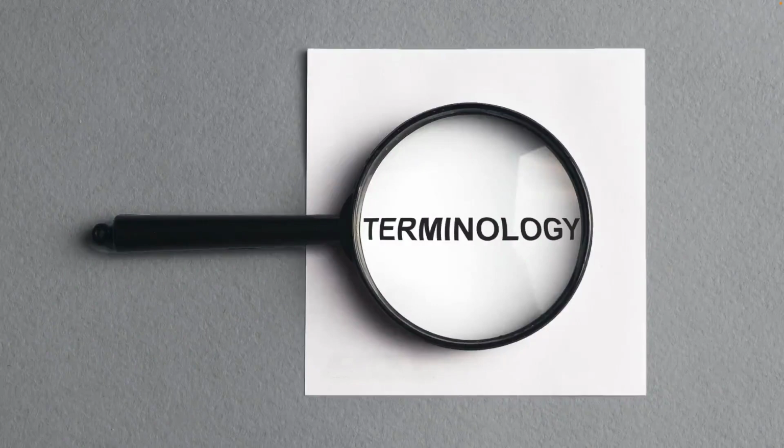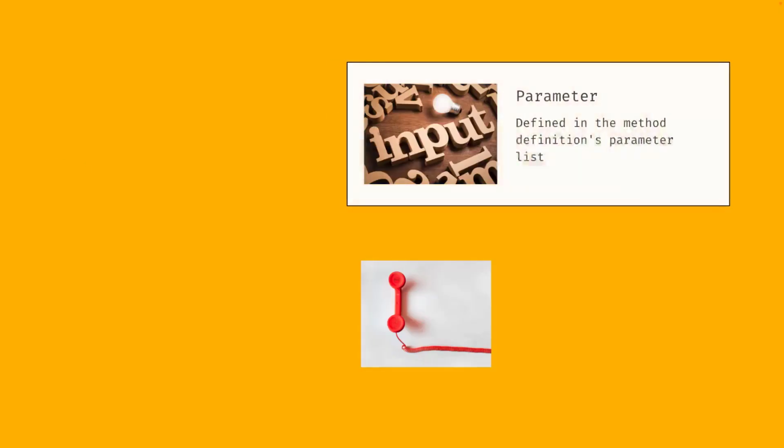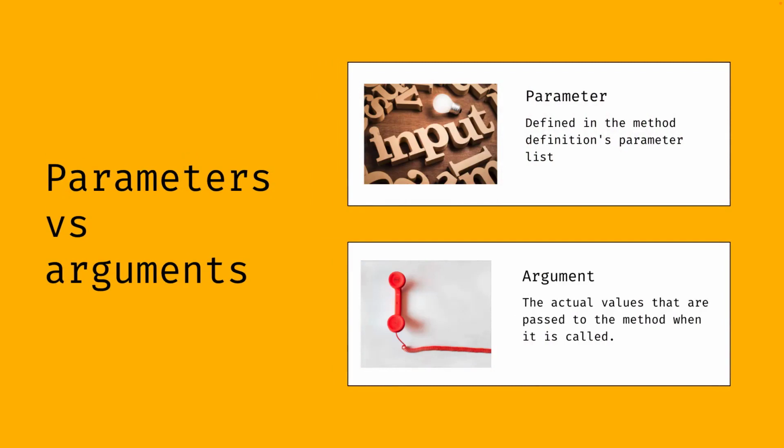The terms arguments and parameters are often used interchangeably. However, they are slightly different concepts. Parameters are the values that are defined in the method definition and receive the values that are passed to the method when it's called. Arguments are the actual values that are passed to the method when it's being called.